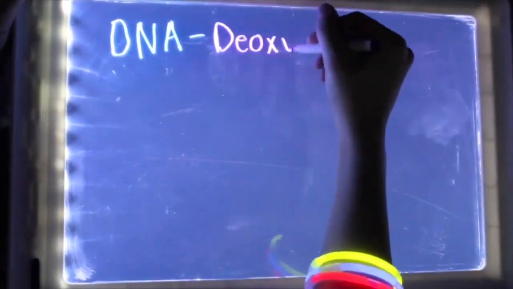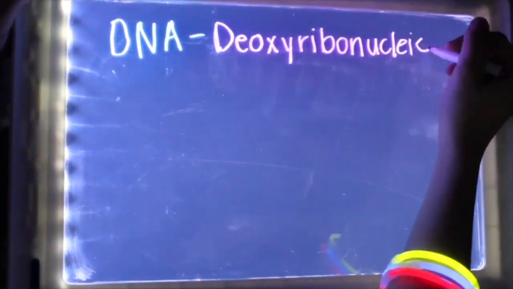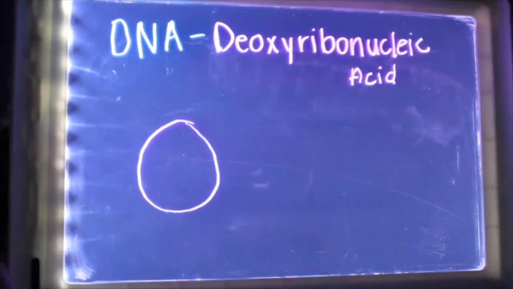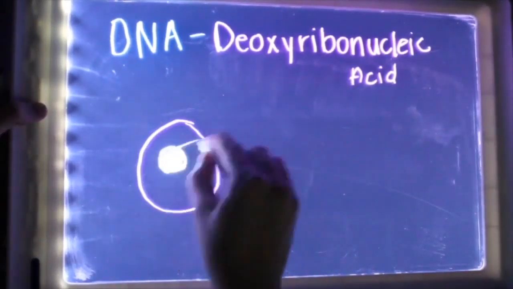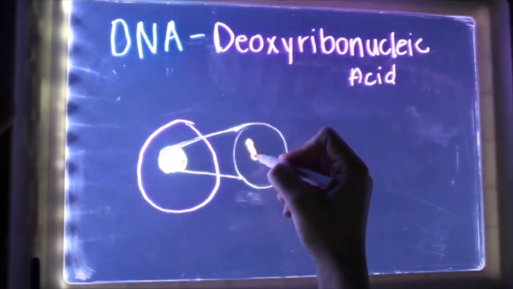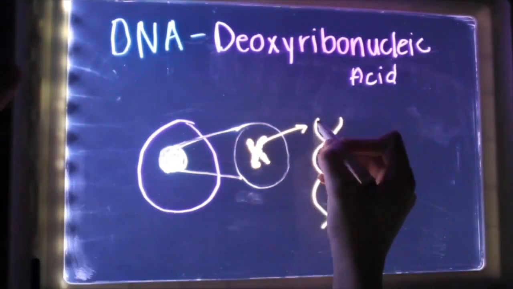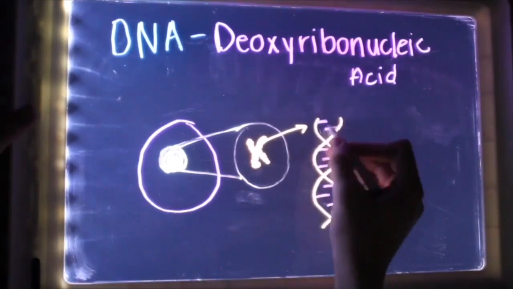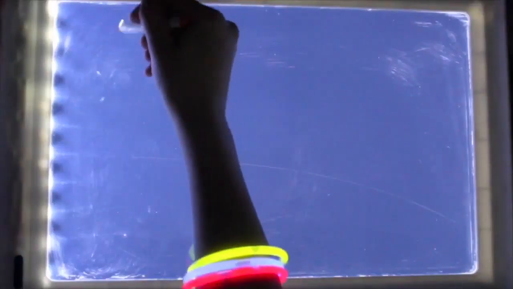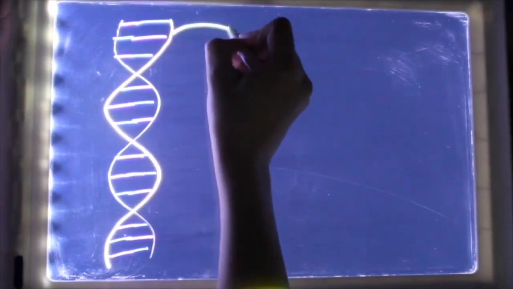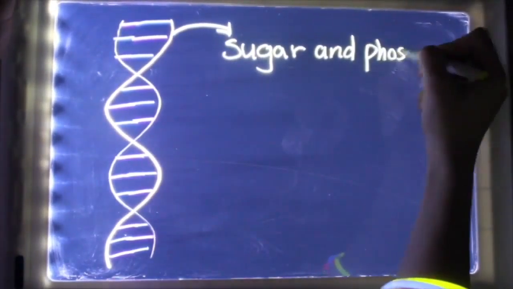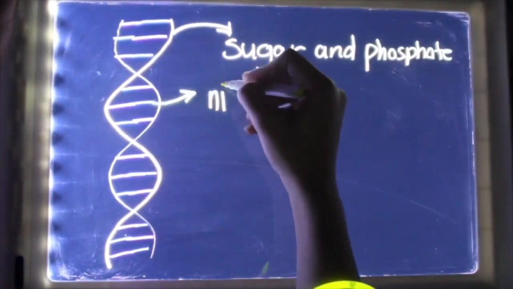DNA, also known as deoxyribonucleic acid, is a hereditary material in humans and almost all other organisms. DNA is located in the nucleus of our cells in our chromosomes and is made up of various smaller molecules called nucleic acids. It has a double helix that looks like a spiral ladder. Sugar and phosphate molecules form the backbone of the ladder, while the nitrogenous bases form the rungs.